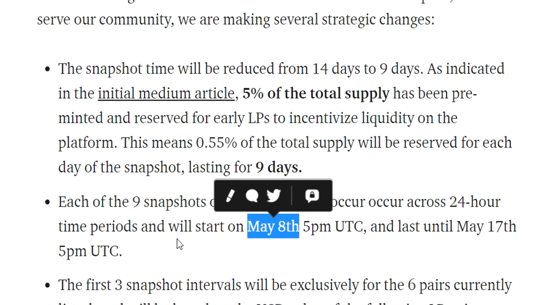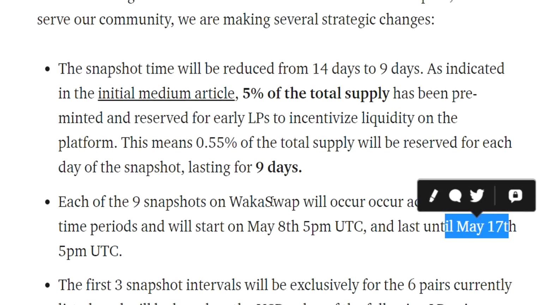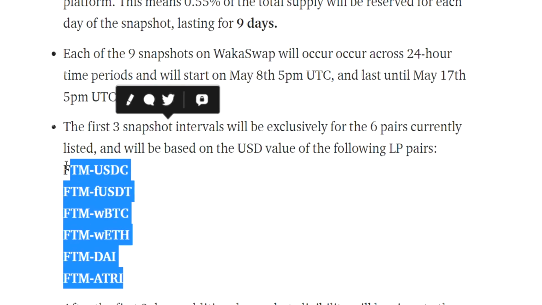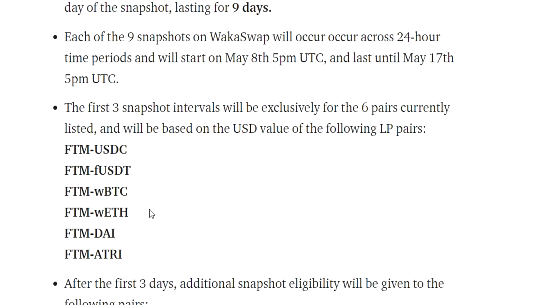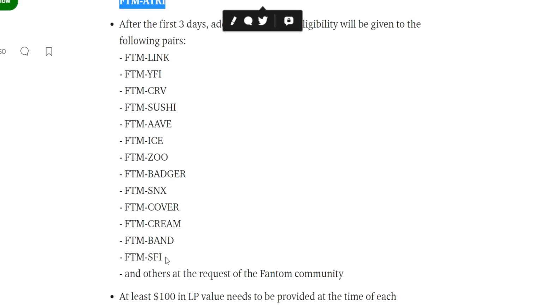However, I've held my LPs for a little while already. So now it's going to go to May 17th. So, snapshots: the first three snapshots, the first 3 days, are only these pools. So you can take a look at these. I think this was the 8th and it's the 10th. So there's one more day of only these ones, and then after that, you can stake to any of these.